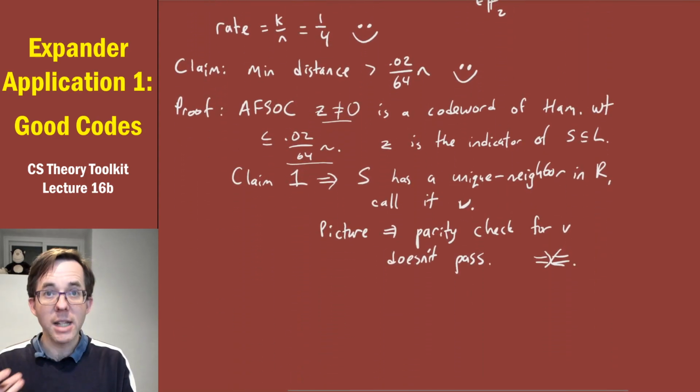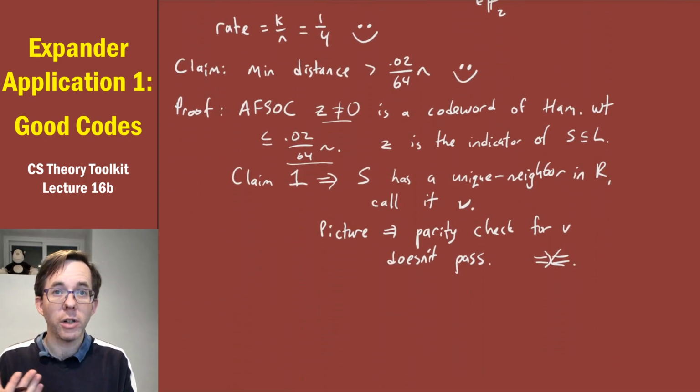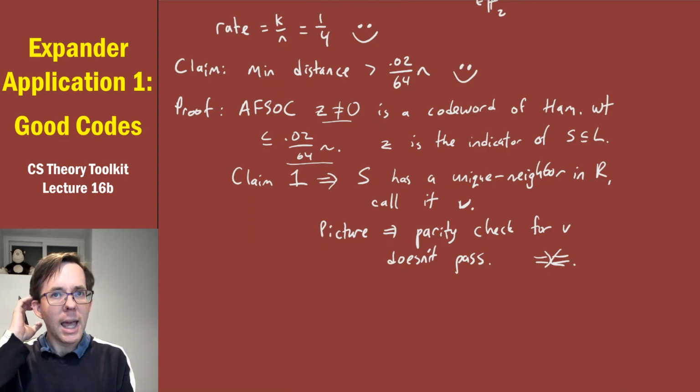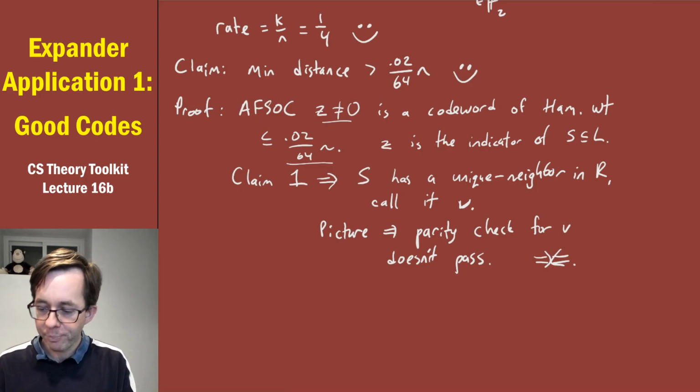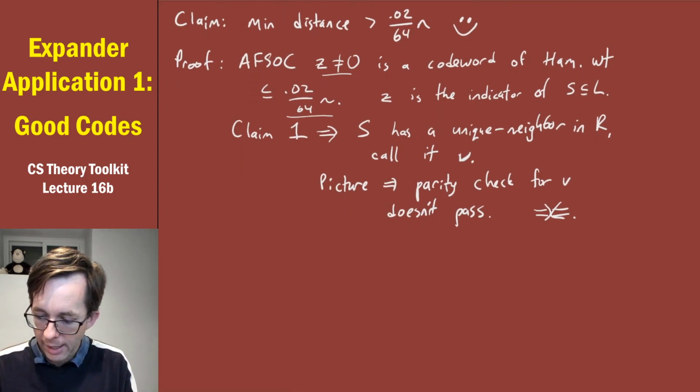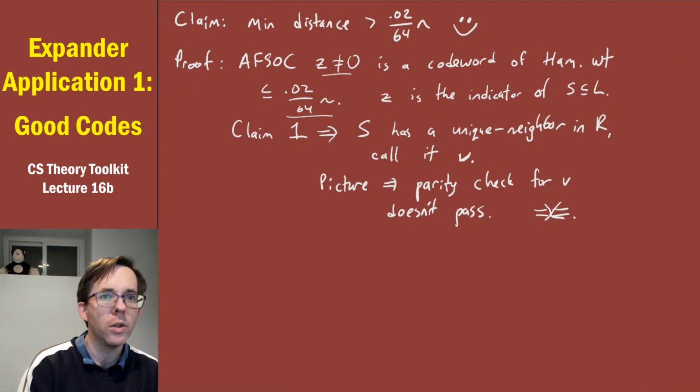And it's very nice to have a linear code, a generator matrix, because then encoding is easy. It's just a matrix vector multiply. And what about decoding? So actually that turns out to be another beautiful aspect of these expander-based codes.